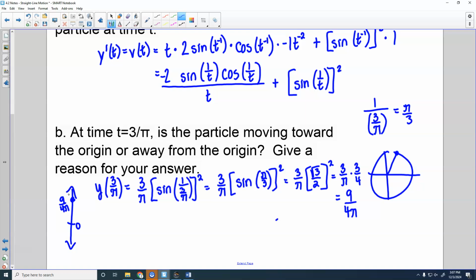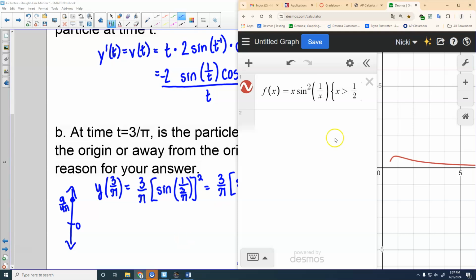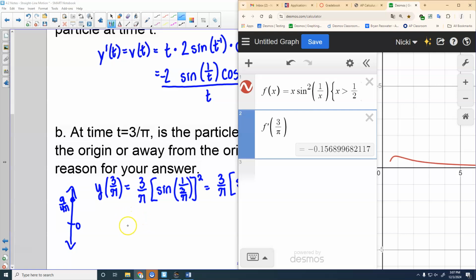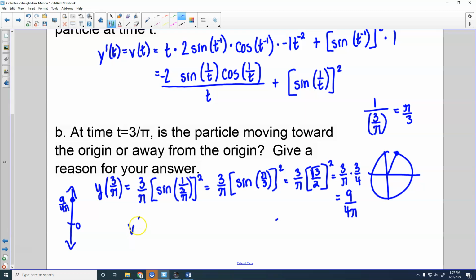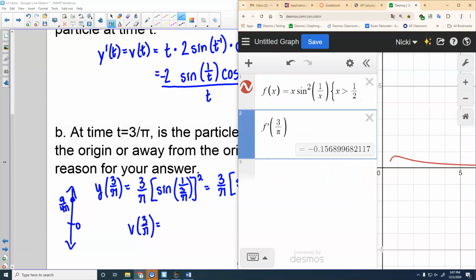And we are out of time. And I had already typed this into Desmos. So I'm just going to find f prime of 3 over pi. I'm only doing this because we're out of time and don't have time to do that. So our velocity at 3 over pi is negative 0.1568.